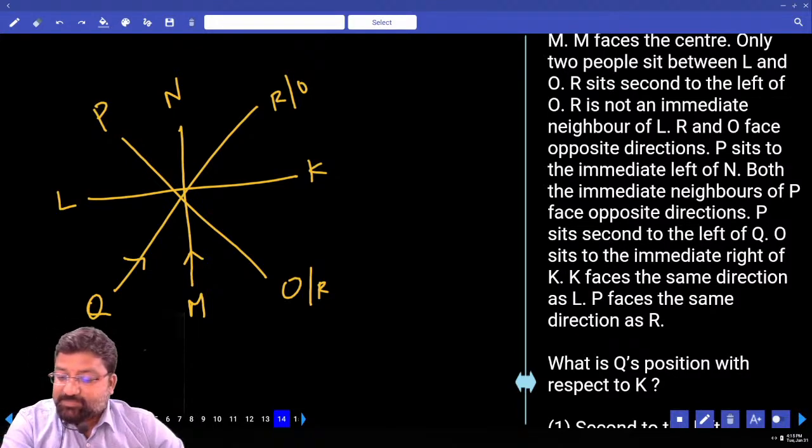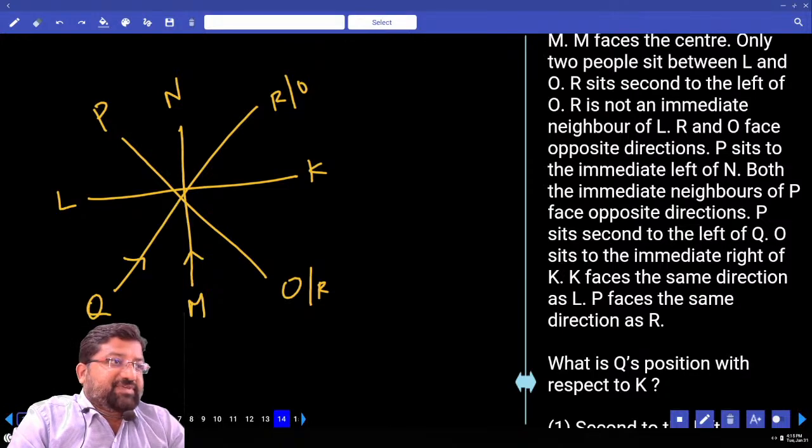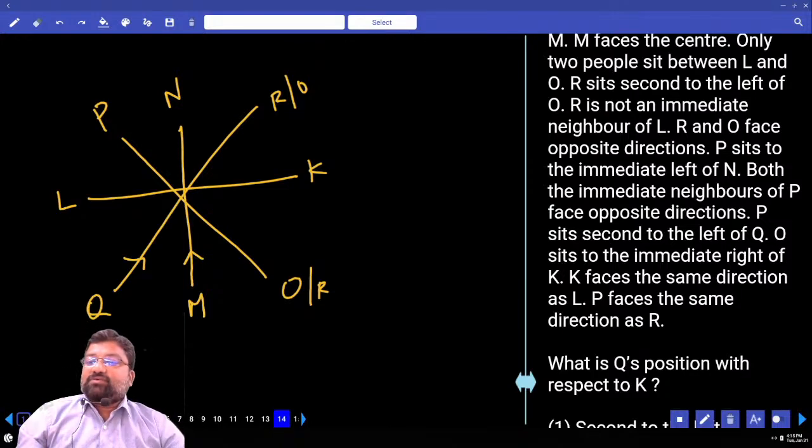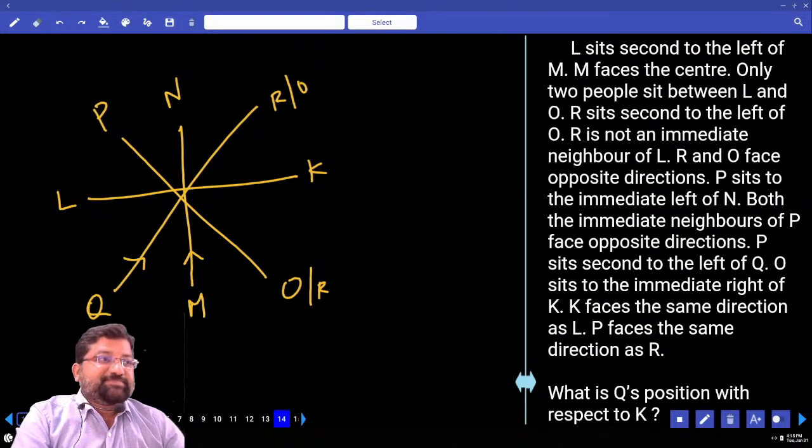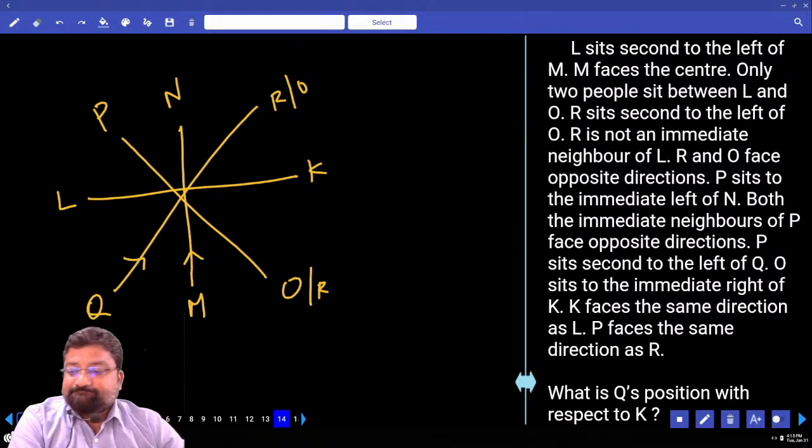K faces the same direction as L. P faces the same direction as R. P faces the same direction as R. What should I do now, sir? What should I do? Come on. You have to talk, otherwise.